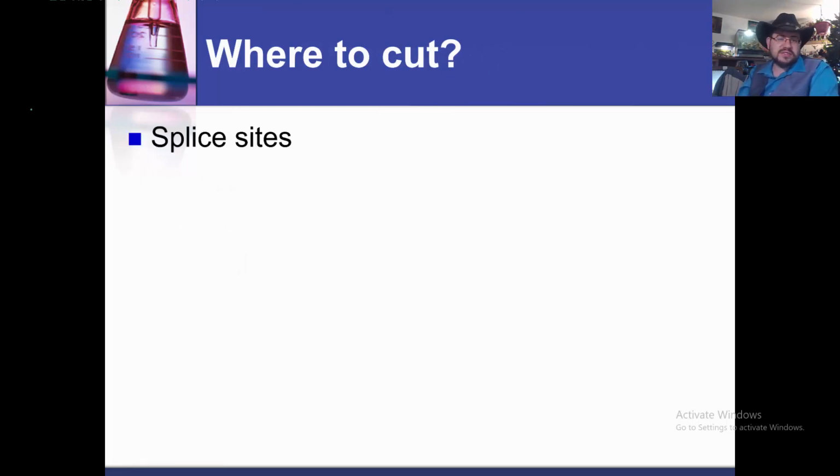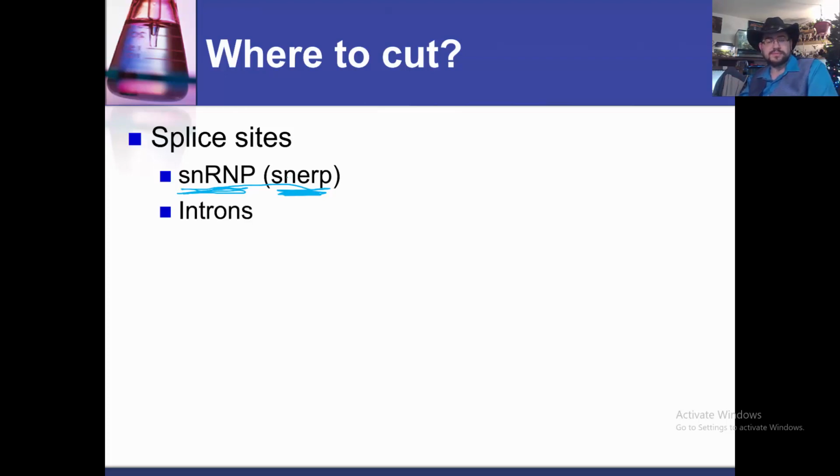Well, there are these sites that are called splice sites. So we have these little molecules called Snerps. I love that the actual scientific term is Snerp. snRNP is the actual acronym, but any biologist will call it a Snerp. So a Snerp binds to the introns.